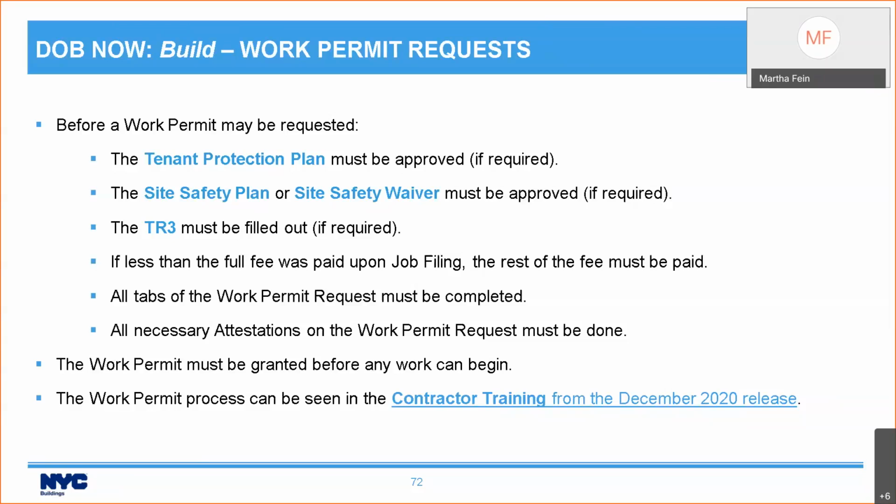You're going to need to complete all tabs of the work permit request, and you need to do all of the necessary attestations on the work permit. And then, of course, the work permit must be granted before any work can begin. If you need more information on work permits, check out the contractor training from the December 2020 release. This is a link to it.